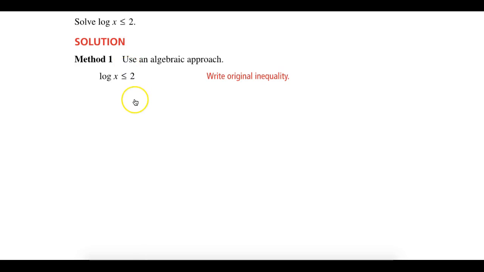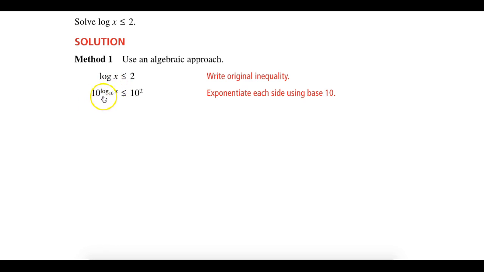So in this case, there's no base written down because it's our common log. So this is log base 10 of x is less than or equal to 2. What we're going to do is exponentiate both sides using base 10. So that's going to give us 10 to the log base 10 of x is less than or equal to 10 to the second power. Again, the reason we used base 10 is we need our exponent base and our log base to be equal so that they cancel out.